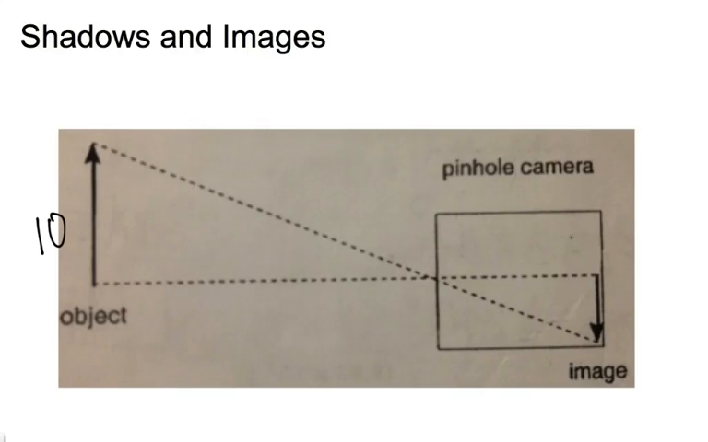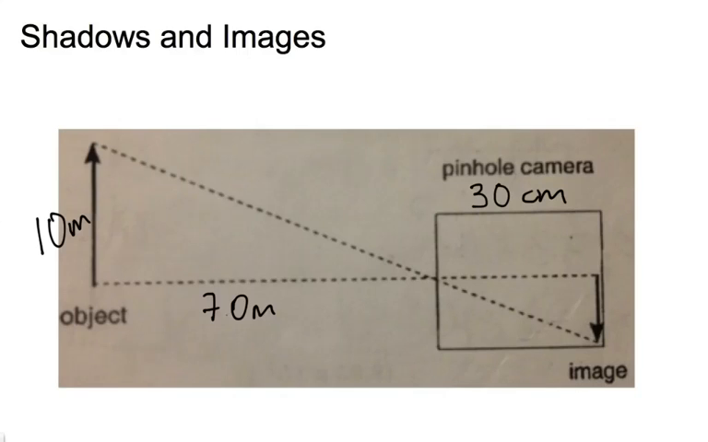So we have an object that's 10 meters high, and we have a distance between the object and the camera of 7.0 meters. And the camera has a length of 30 centimeters. We want to know how tall is the image that's going to get projected into the pinhole camera. So this is our focus point right here.